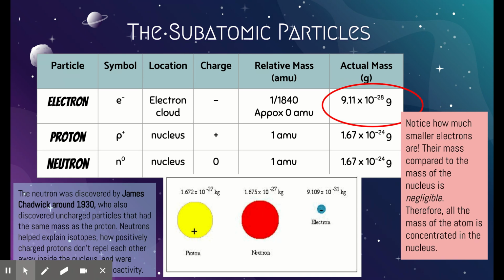Okay? However, if you compare that mass to the mass of the proton and the neutron, which is 1.67 times 10 to the negative 24th, that electron is about 10,000 times smaller than a proton or a neutron, which means we don't really count the mass of electrons when we think about the mass of an atom.